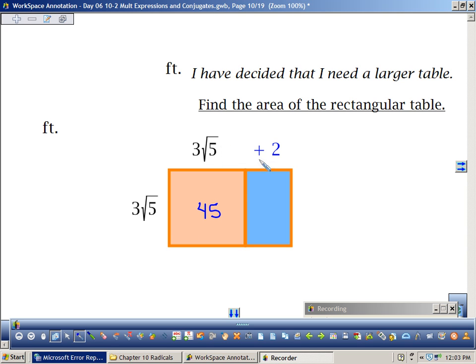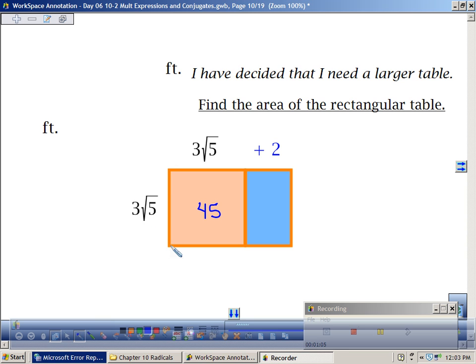But you would add it to the top, but look at, you still have to account for this times this gives me this area. Correct? So how would I find that? Yes, Connor. How do we figure this one out? So how much is 2 times radical 3 root 5? So the square foot area would be 45 plus 6 root 5. See that?